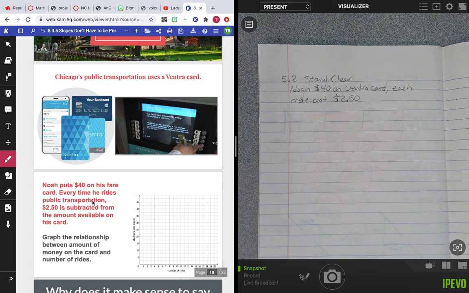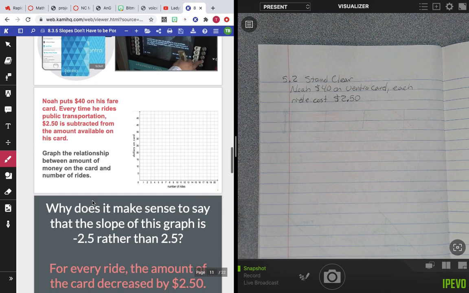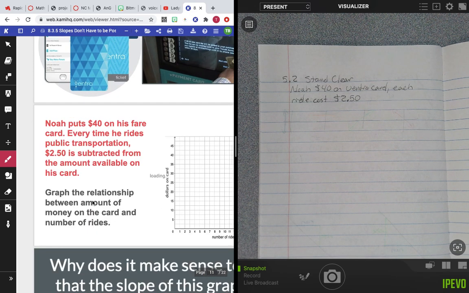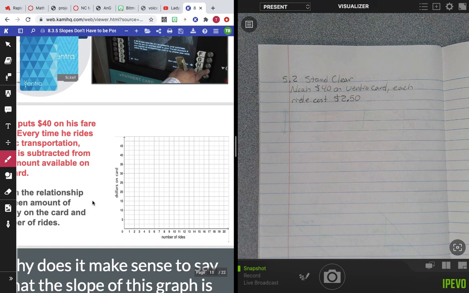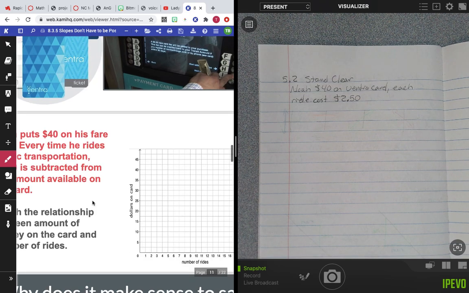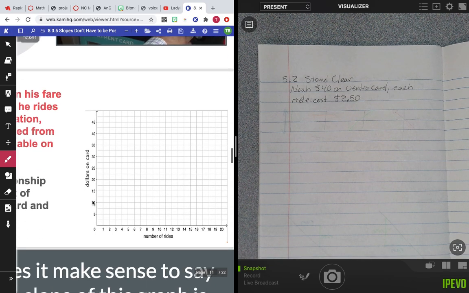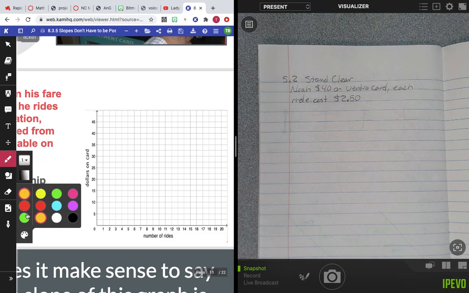Okay, so what we want to do is graph the relationship between the money on the card and the number of rides. So if we use our grid here, I'm going to zoom in just a little bit so that we can see this better, so we can actually graph our relationship here. So he starts off with $40 on the card. Not taking any rides or not riding the public transportation system, he still has the $40 on his card.